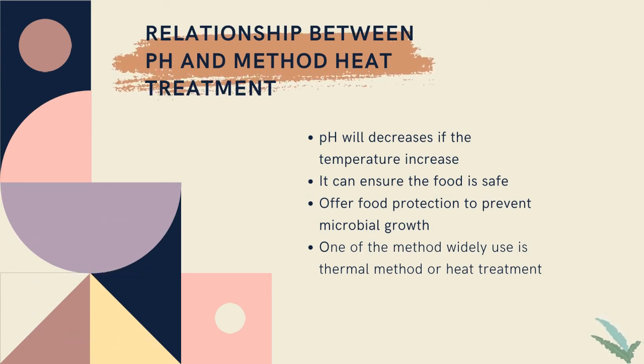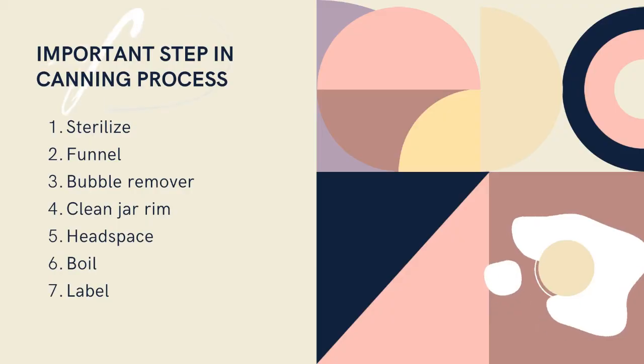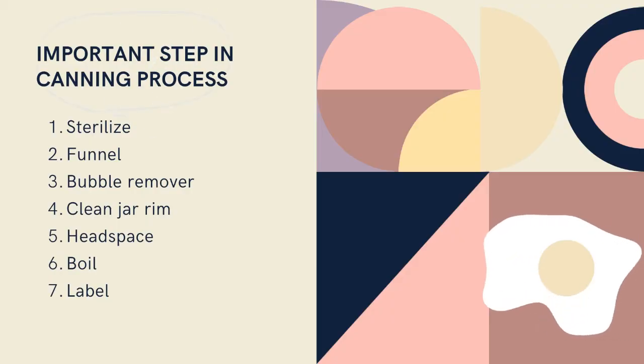Lastly, the common method that is usually used in the food industry is drying or thermal process, which can reduce the risk of food spoilage. And the last one, what are the important steps in the canning process?